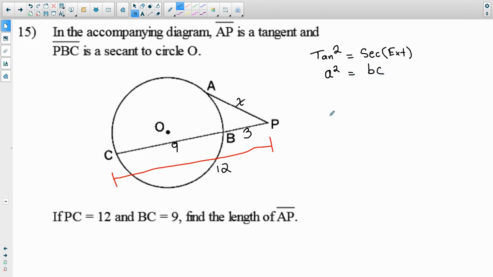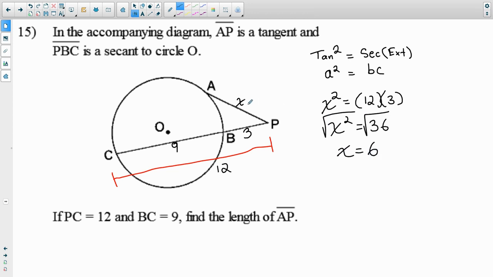All right, let's substitute now. The tangent, which is my X, squared will be equal to the whole secant, which is 12, times its exterior part, which is 3. So quite simply, we end up with a square number, which makes this problem quite simple. X is equal to 6. That's what they were asking for because AP is represented by my X. So AP is equal to 6 is the final answer.